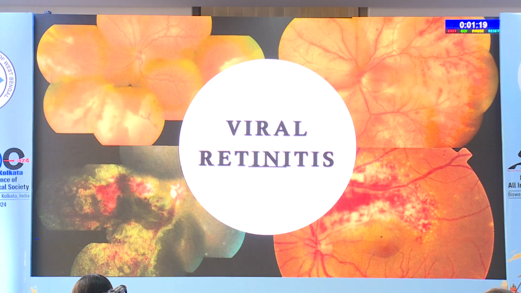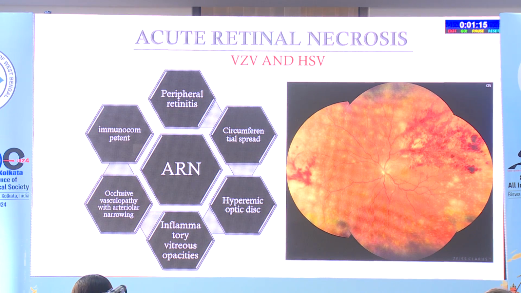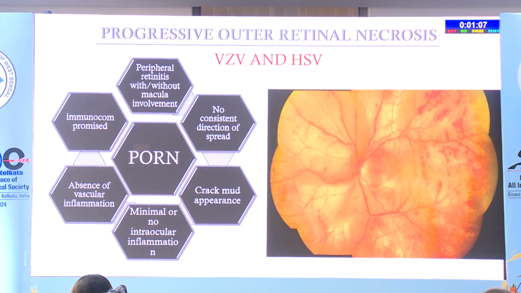Viral retinitis can have myriad manifestations, but this is a case of acute retinal necrosis. The patient is still in the ward. Now, it was caused by the VZV virus infection and is a peripheral lesion. PORN is another type of retinal necrosis. It starts from the center to the periphery.